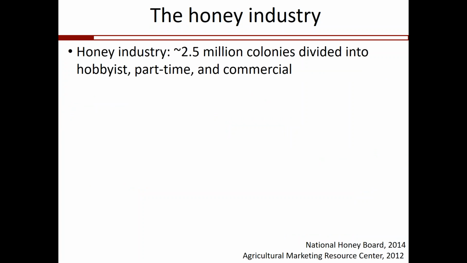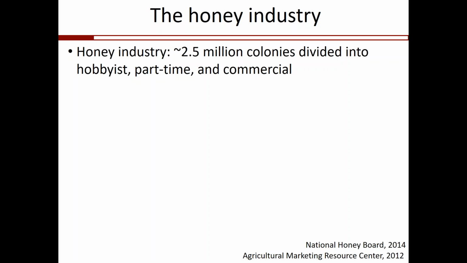So this brings us to our honey industry. We have about 2.5 million colonies divided among commercial beekeepers, part-time beekeepers or sideliners, and hobbyist beekeepers. So these are defined. Commercial beekeepers are the ones that are going to be trucking colonies from state to state, pollinating different regions and different types of crops in different regions. Sideliner beekeepers are also pretty large in scale, but they are not as big. And hobbyist beekeepers, you can think of that as like your backyard beekeepers.